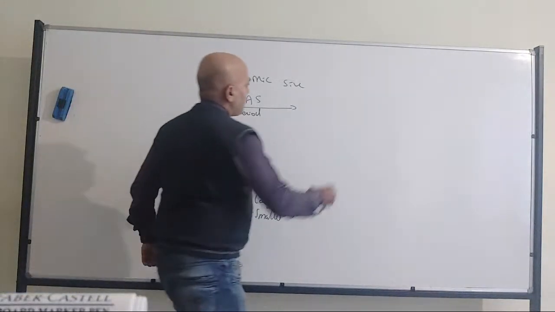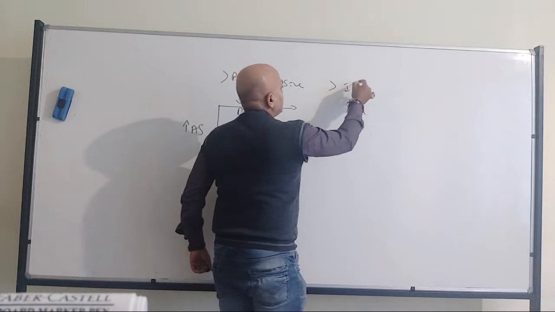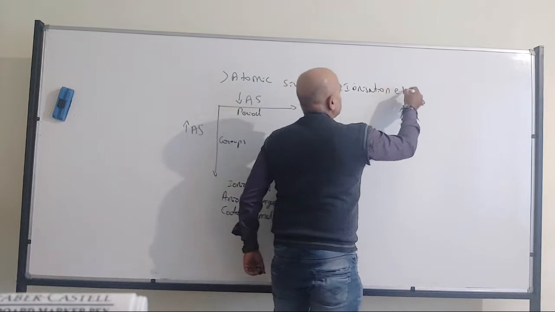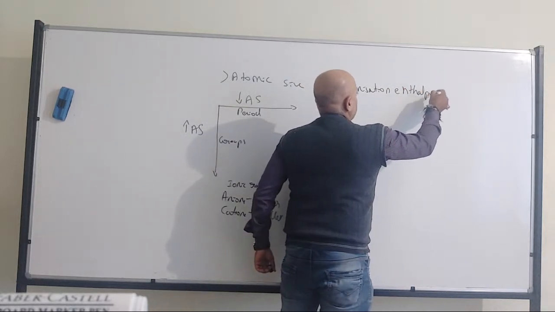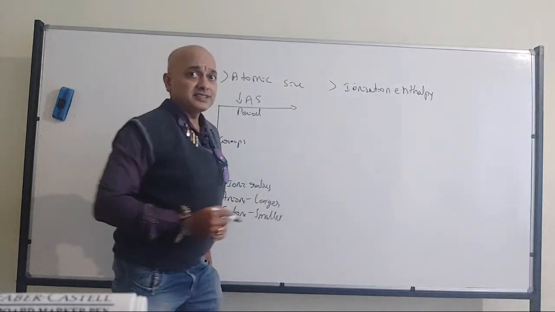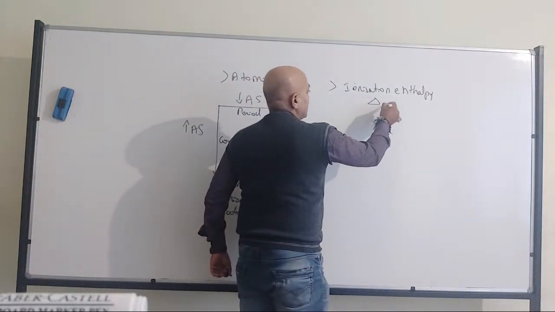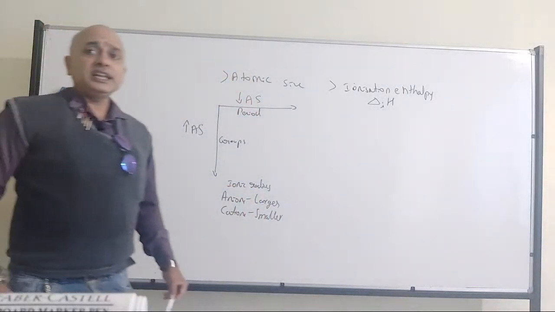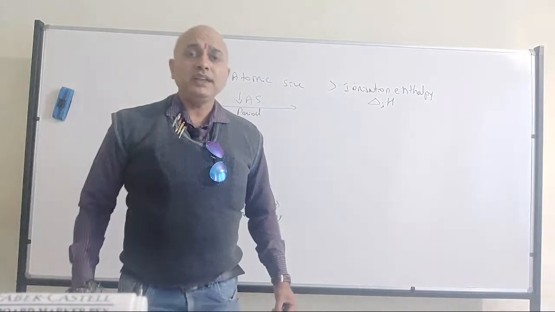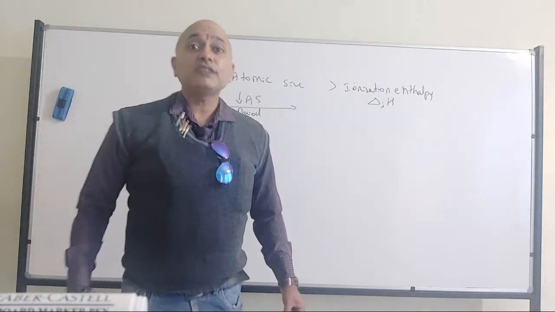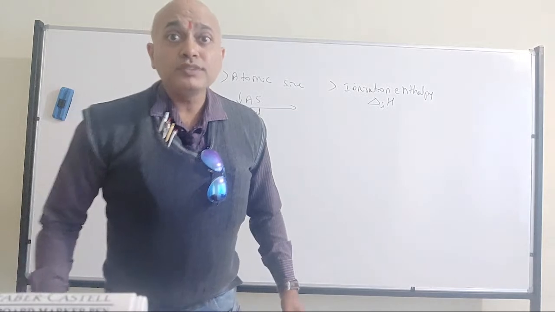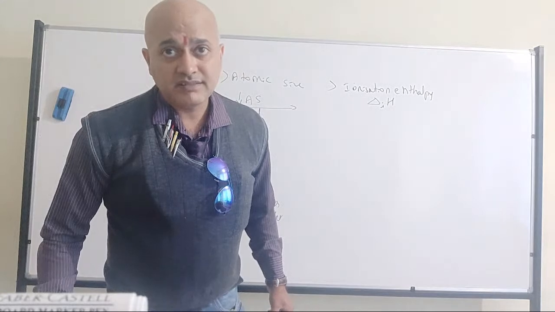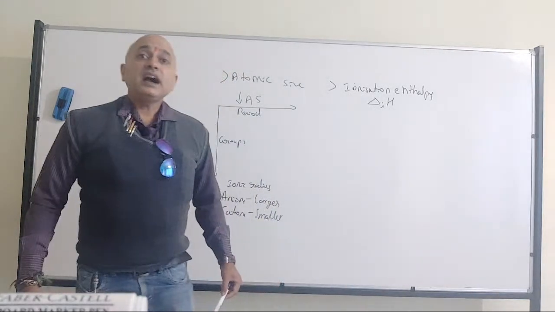Okay? Now, I will come to ionization enthalpy, which can be represented as delta IH. Now, what do you mean by ionization enthalpy? It is the amount of energy required to remove the outer electron from the atom in the gaseous state. So, that is nothing but ionization enthalpy.